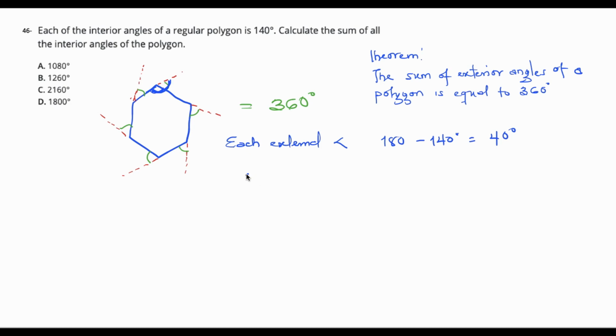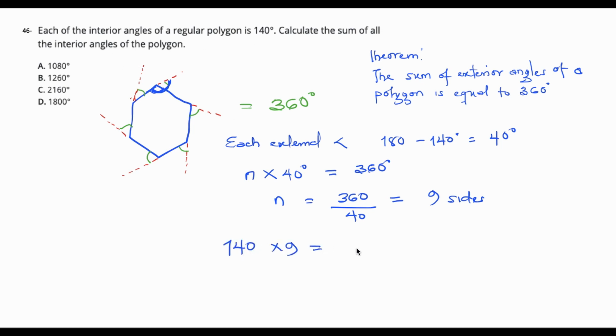So the sum of all the external angles is n multiplied by 40 degrees. And we know that this is equal to 360 degrees for all polygons. This is regardless of the number of sides. So n is equal to 360 divided by 40, and this is equal to 9. So the polygon has 9 sides. So if the polygon has 9 sides, then we can calculate the sum of the interior angles. 140 multiplied by 9 is equal to 1260 degrees. So our answer right here is B.